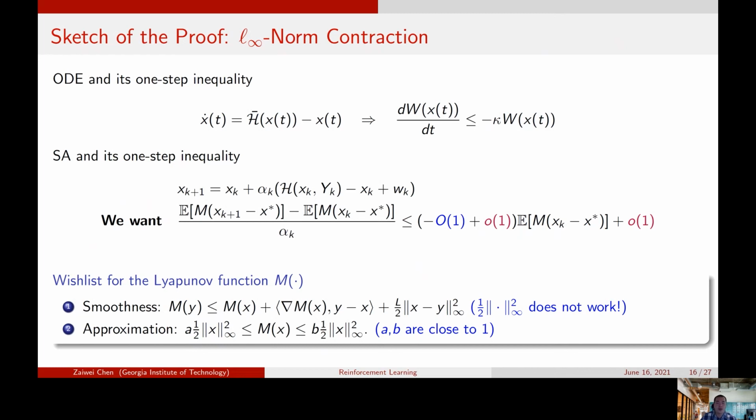The second reason, which is more important, is that the expected operator h bar is a contraction mapping with respect to sup norm. In order to exploit this property, we somehow need the Lyapunov function to be close to sup norm square.